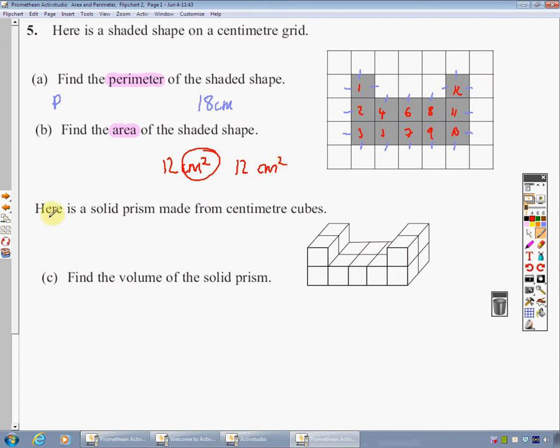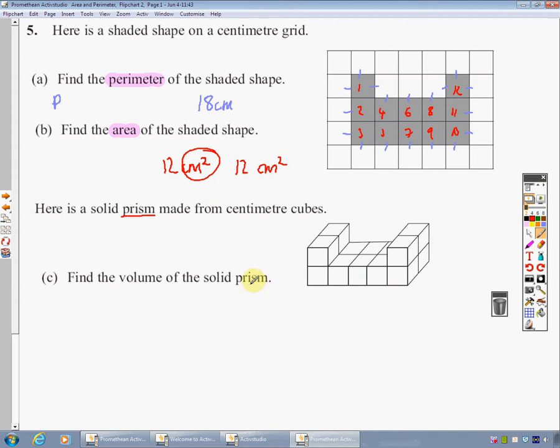Next bit of the question, here is a solid prism made from centimetre cubes. Now you need to know that a prism is a shape where the slice of the shape, if I slice this shape here, it will always be the same. In this case it's like a little U shape really. And that's a code to tell you that the cubes you can't actually see at the back here are there. It says find the volume of the solid prism.